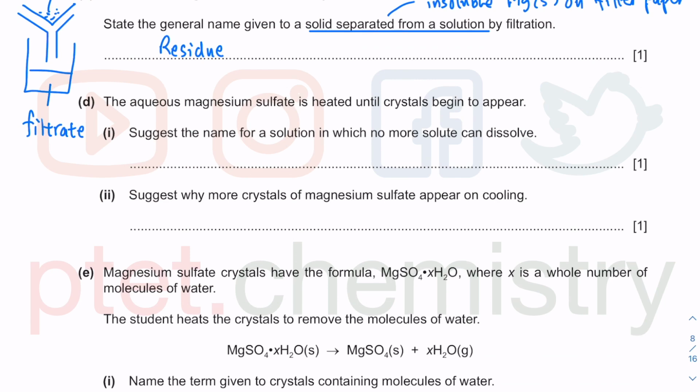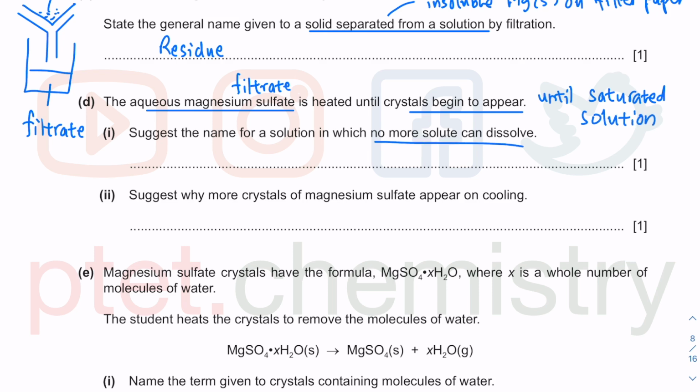Part D, so we have this filtrate, which is basically the solution that passed through. It's heated until crystals begin to appear. Actually, this is until a saturated solution. We do actually have to allow the solution to cool down. Only then will crystals appear. A normal solute can dissolve at a particular temperature. This is called a saturated solution. Heat until the solution is saturated.